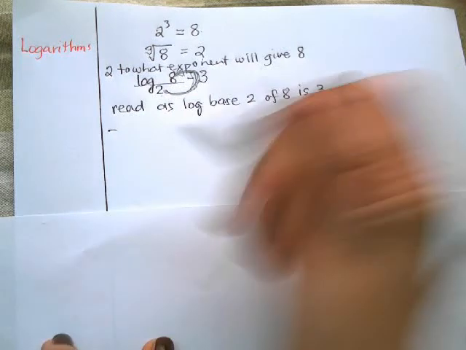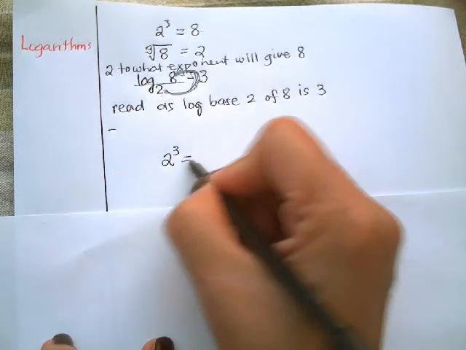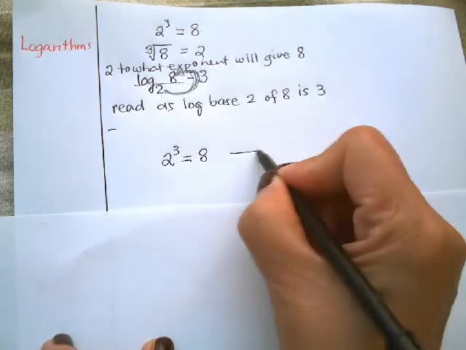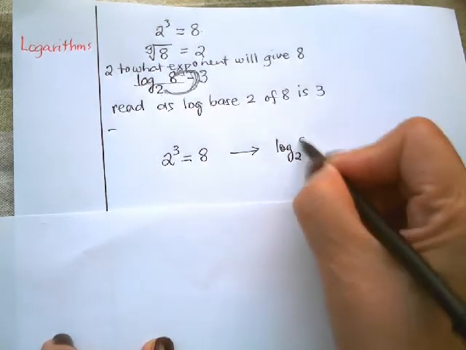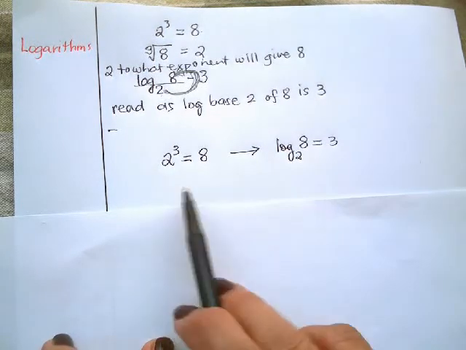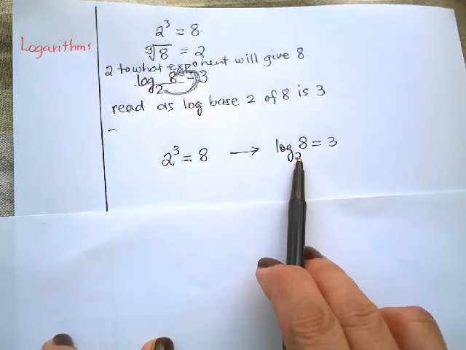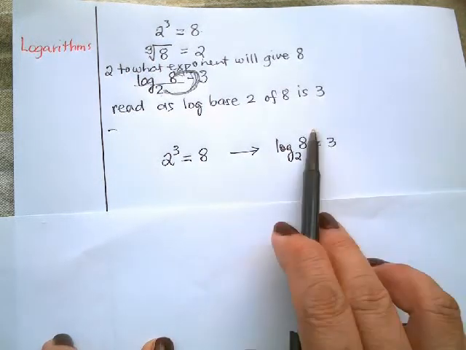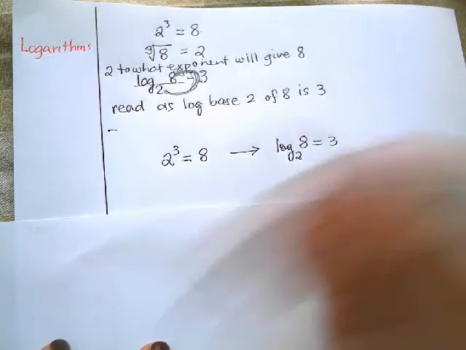Again, this is the exponential: 2 to the third is 8. And this is the logarithmic: log base 2 of 8 equals 3. That's how you convert from exponential to logarithmic form. This takes a little bit of getting used to because it's the first time you have encountered it. So that is how you do it.